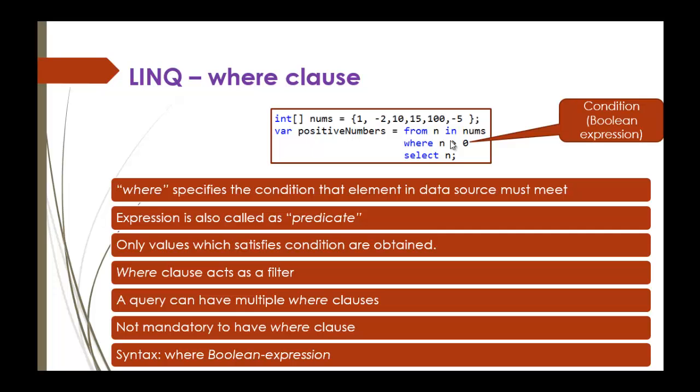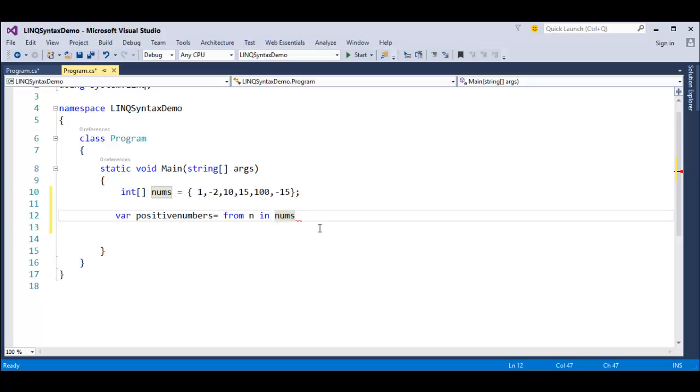Finally, we come to the syntax. It has the where operator followed by a boolean expression, or the condition. In this slide we learned how to write a query using the LINQ where operator. Let us implement it in our code also. We'll come here and write where, that is, range variable greater than 0. Now I'm at three-quarters of my coding.